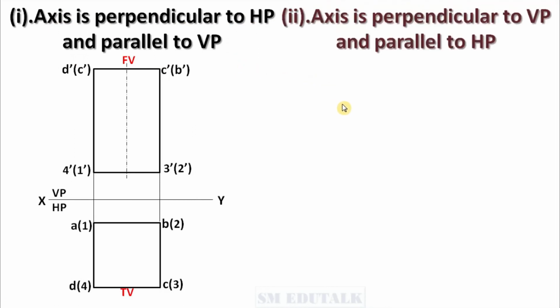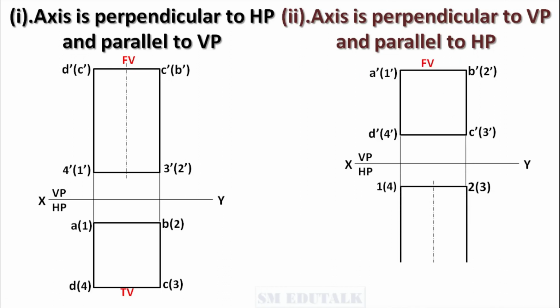Next, we will see the second supposition, that is, axis is perpendicular to VP and parallel to HP. In this position, we get the projections in a reversed manner like this. That is, we get a square as front view and a rectangle as top view. According to that, their corner points names also get changed. What we have seen so far are called as simple positions, but you can expect the questions only from the third position, that is, axis is inclined to one plane and parallel to the other. But without drawing these simple positions, we cannot draw the final position.